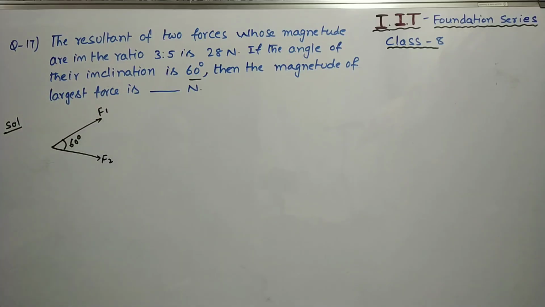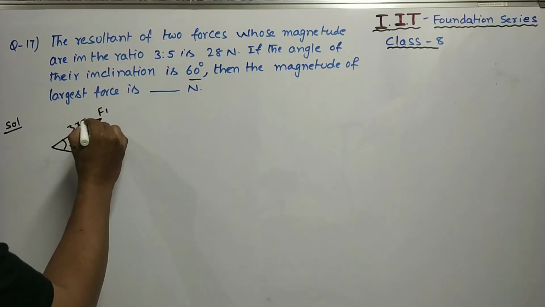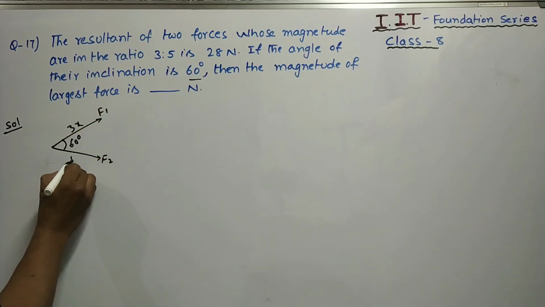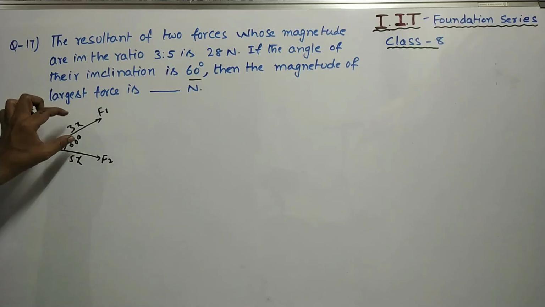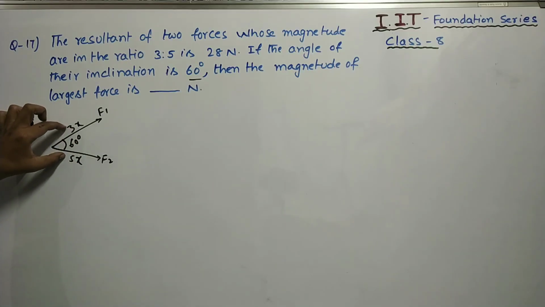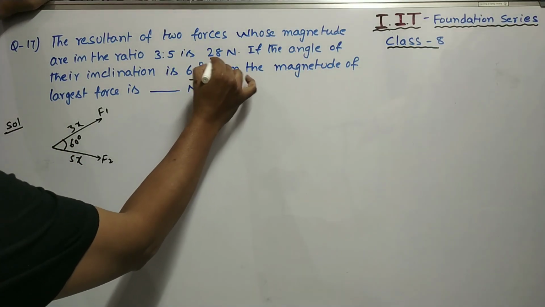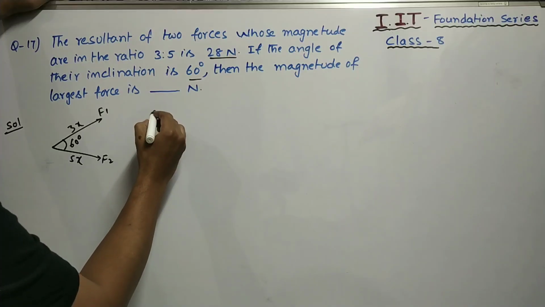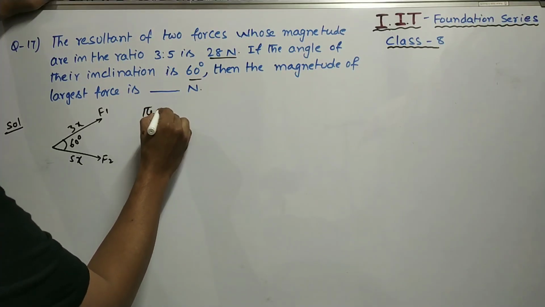Okay, their ratio is supposed to be 1. You don't know what that is. First one is called 3x, second one is called what I say? 5x. The resultant of these two forces is what? 28 Newton.